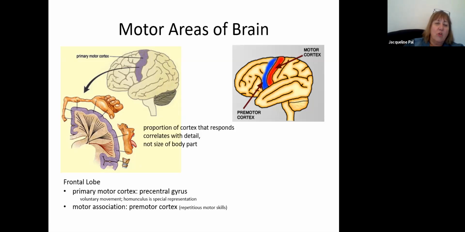Now, neurons from this area are going to synapse with other interneurons, and they are going to go anterior in the frontal lobe, to what's called the premotor cortex, or the motor association area. Especially if you're trying to learn a new motor skill, like practicing a piece on the piano, practicing your free shot over and over and over again, practicing your pathway.